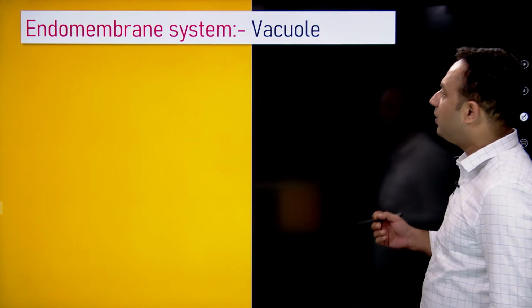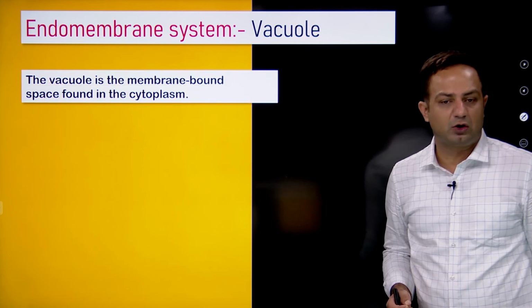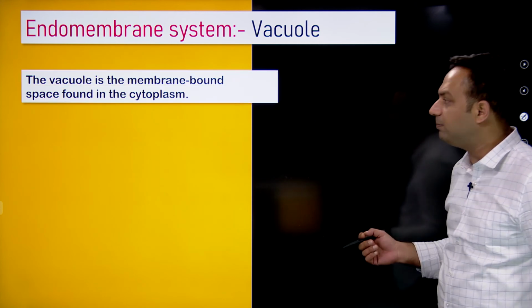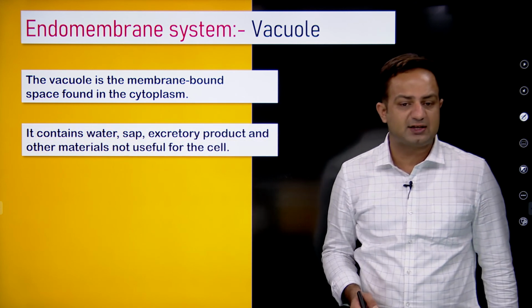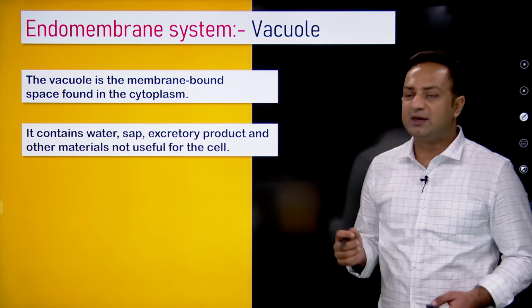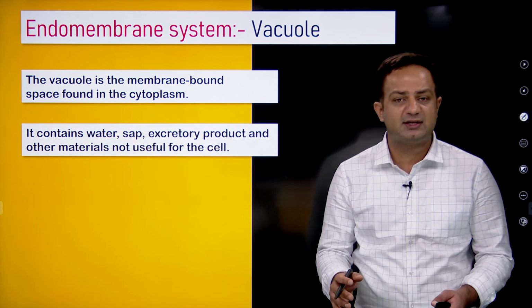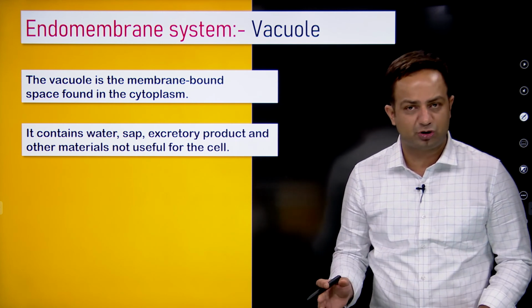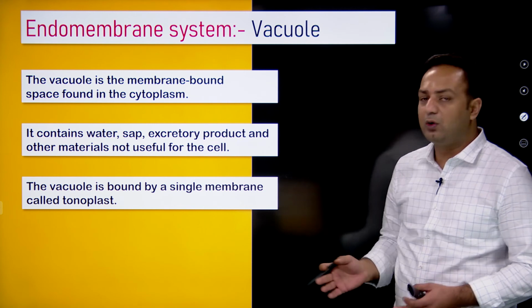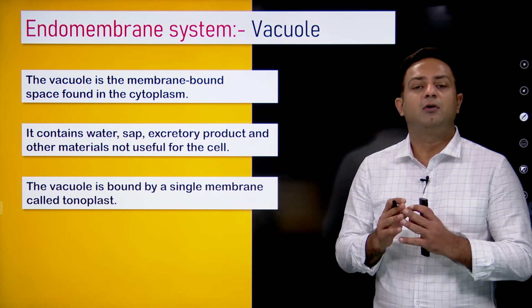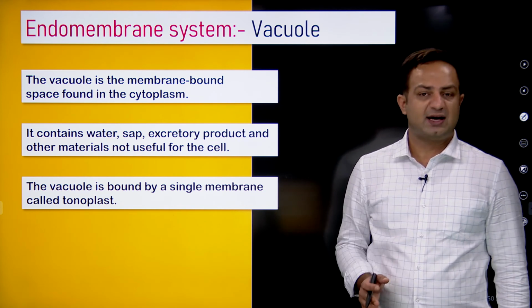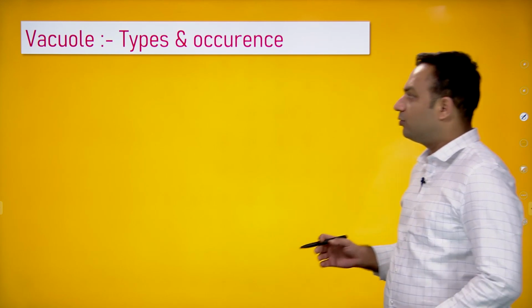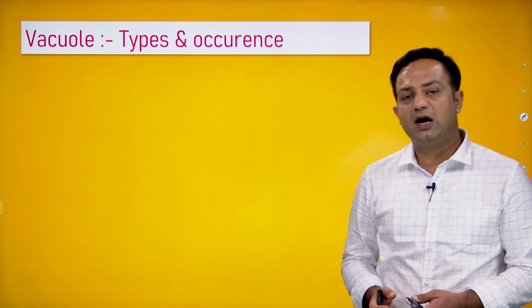The next thing about the endomembrane system is the vacuole. Now the vacuoles are membrane bound spaces found in the cytoplasm. They contain water, sap, excretory products which are not required in the cell anymore, or maybe waste, not a metabolically active portion of the cell. The covering of the vacuole is called the tonoplast.